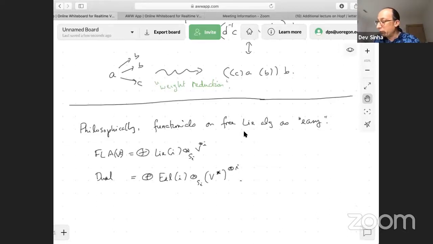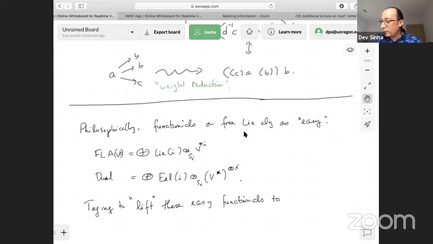And so you're trying to lift these easy functionals. It's not really lifting, but it is once you're in a commutator subgroup, then you're lifting from that quotient by the next commutator subgroup. But first you have to know that you're in a commutator subgroup. So we're trying to lift these easy functionals to the free groups, lift or really extend to the free groups themselves.